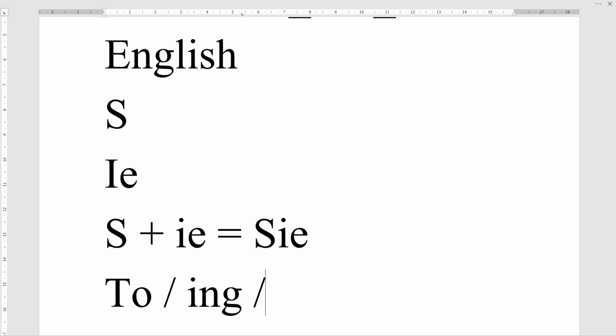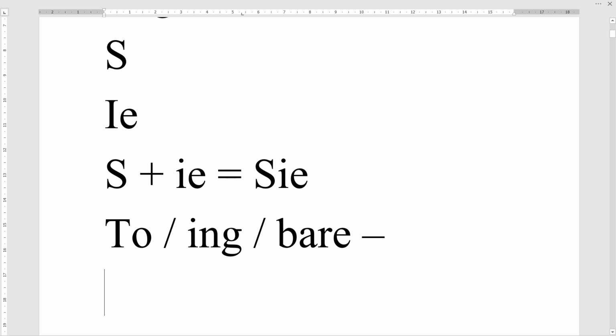The sound of the infinitive in English is to, ing, and then the bare infinitive. The bare infinitive basically has no sign whatsoever. For example, with the verb to go, to go is the infinitive, going is the gerund, and go is the bare infinitive. But we consider all of them as infinitives in English. Now, the equivalent of to, ing, and the bare infinitive in German is en. This en is used at the end of the words in German.